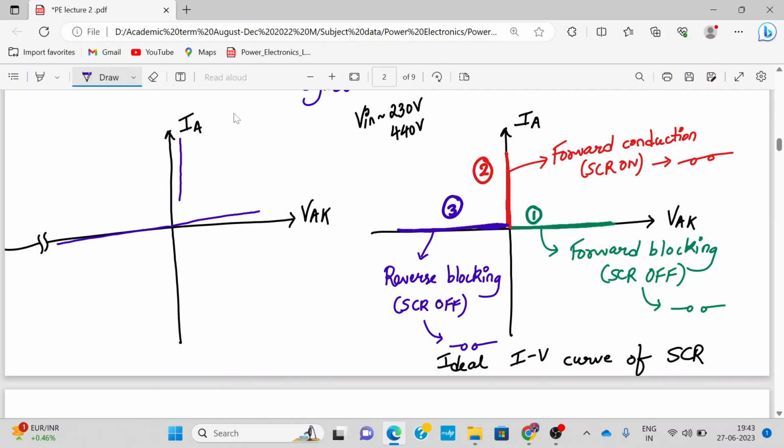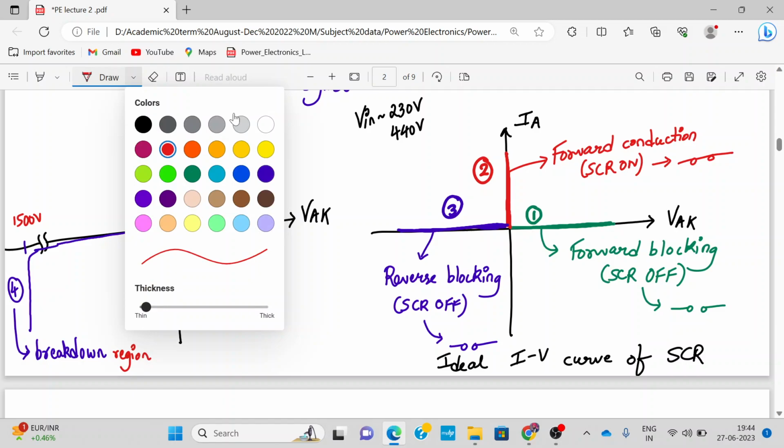Region number 3 is almost on the x-axis until a breakdown voltage is reached, and then the current suddenly starts shooting up when the breakdown region is reached. Now this we have not discussed. This is region number 4, which we have not shown here. It's not necessary. We do not operate SCR in the reverse breakdown mode. Region number 4 is the breakdown region. We never ever operate it here, and its value is very high, more than 1500 volts. So we never operate it here, so we will not talk about that. So this is the breakdown region.